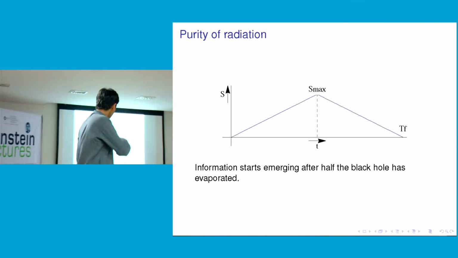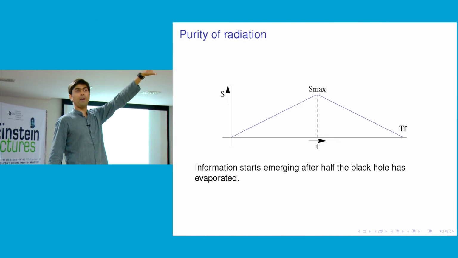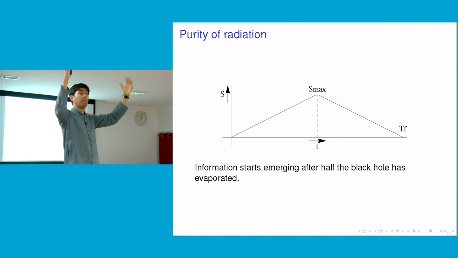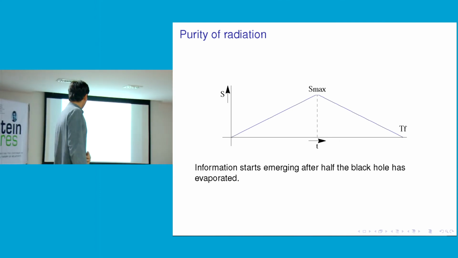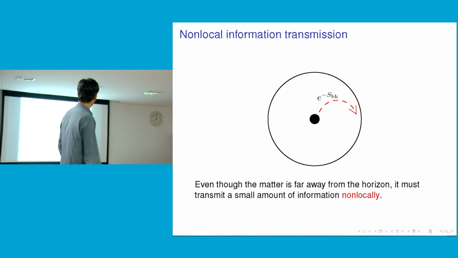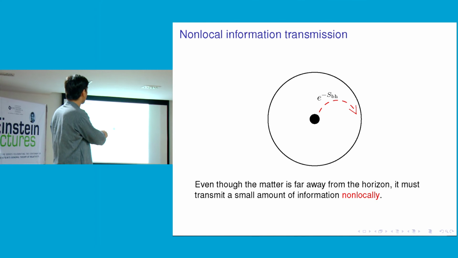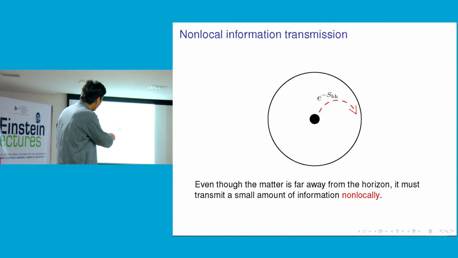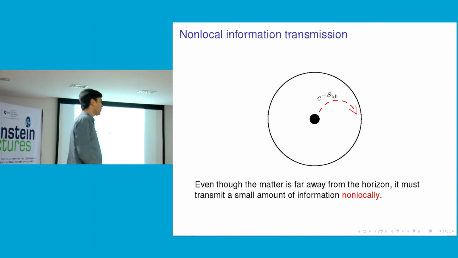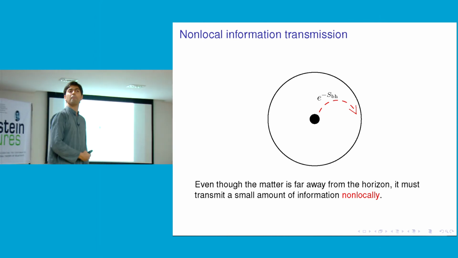So it turns out that means that information can't come out right at the end of black hole evaporation. It has to come out well before the end of black hole evaporation, while the black hole is still large. So the way that works is, in this theory, even though the matter is far away from the horizon, with a very small amplitude, which is given by e to the minus entropy of the black hole, this matter communicates non-locally with the horizon.